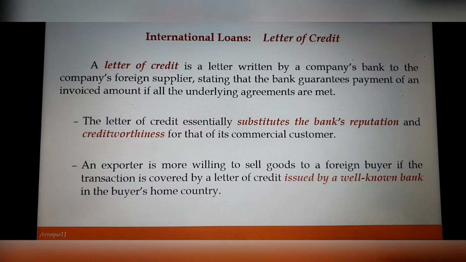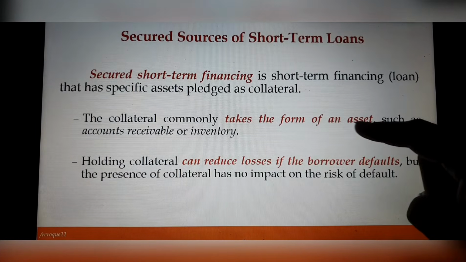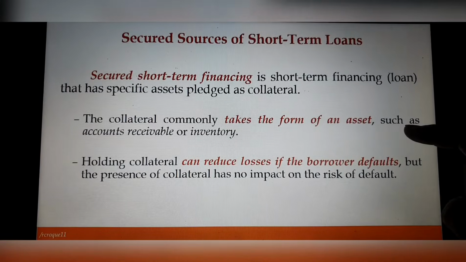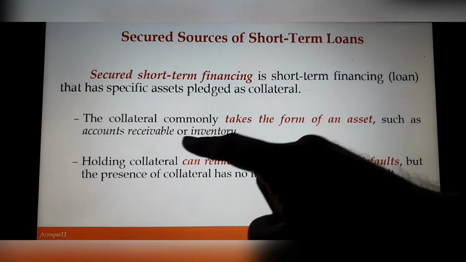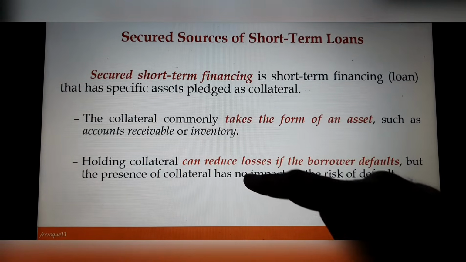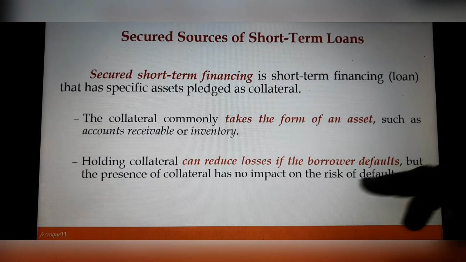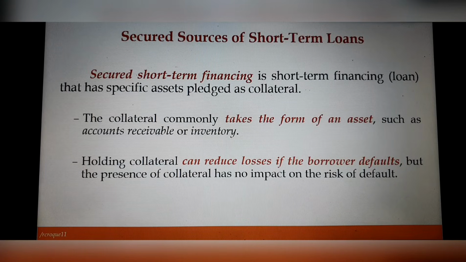Okay, the next items are actually part of your financial accounting and reporting na review. So, we have the secured sources of short-term loans. Pag sinabi natin secured, merong collateral, and it takes form of an asset. At ang ating collateral na pag-uusapan dito ay accounts receivable or inventory. Okay? And remember, holding collateral can reduce losses if the borrower defaults. Why? Kasi yung collateral na yan, kapag nag-default yung borrower natin, kahit papano, yun yung amount na mare-recover niya.